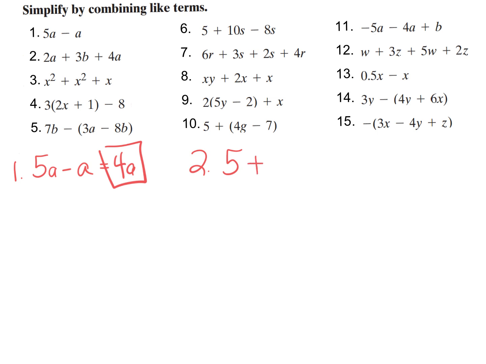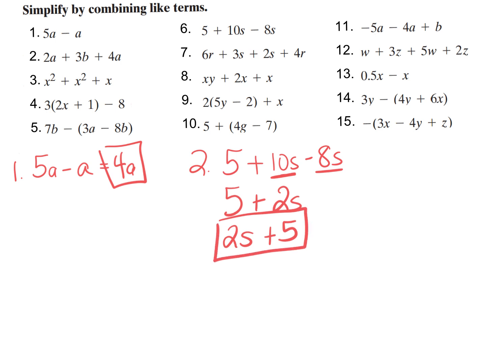Number 2, 5 plus 10s minus 8s. I have a constant of 5, and there are no other constants, but I do have like terms here. 10s minus 8s is 2s. The best answer is written with my variable first, so 2s plus 5 is my best answer.